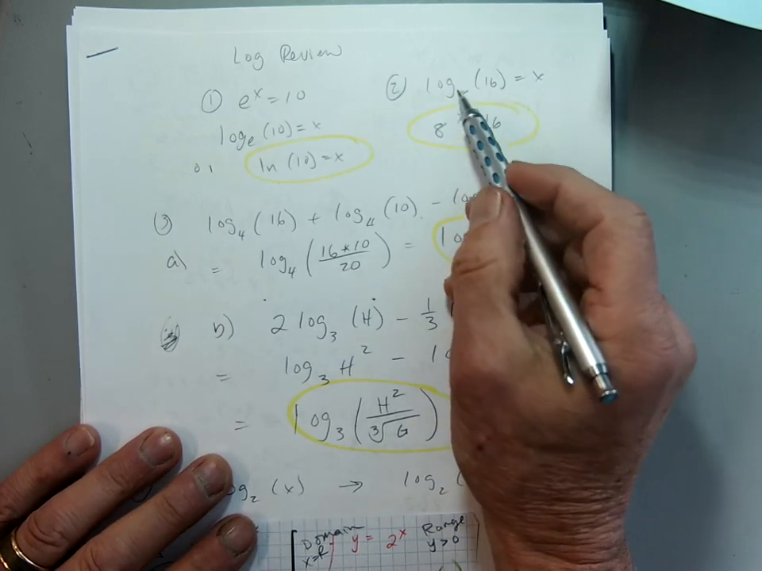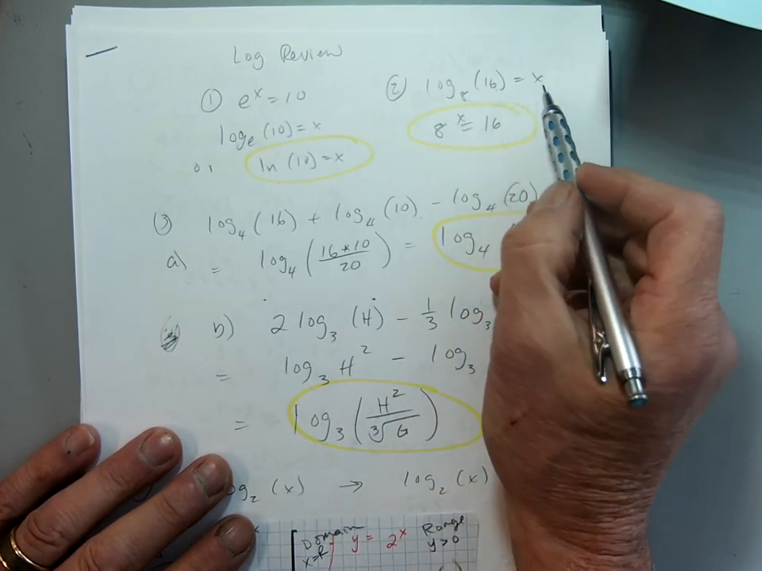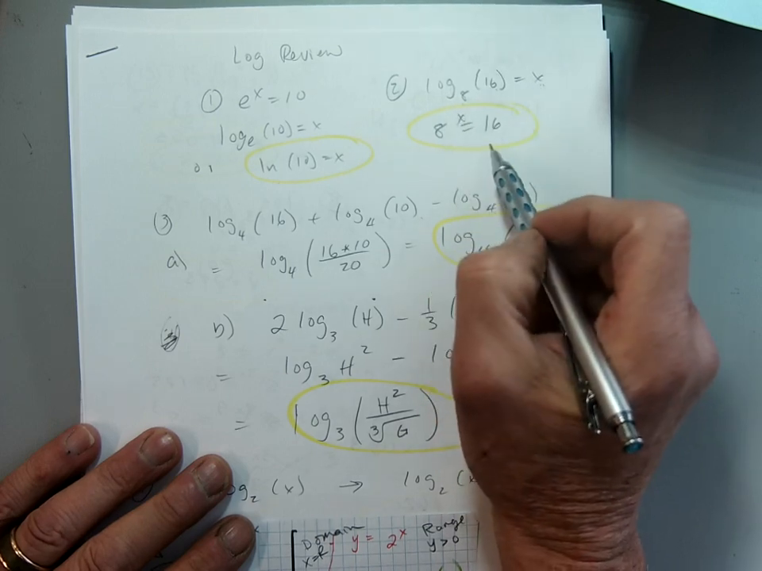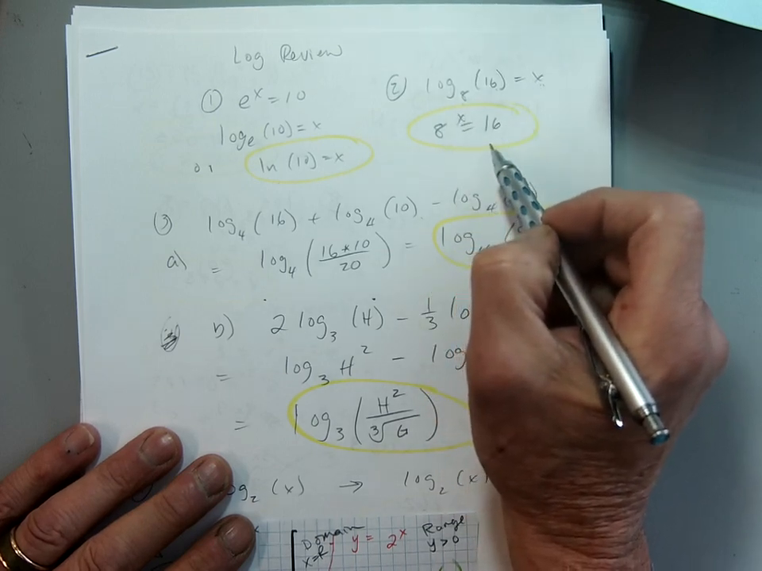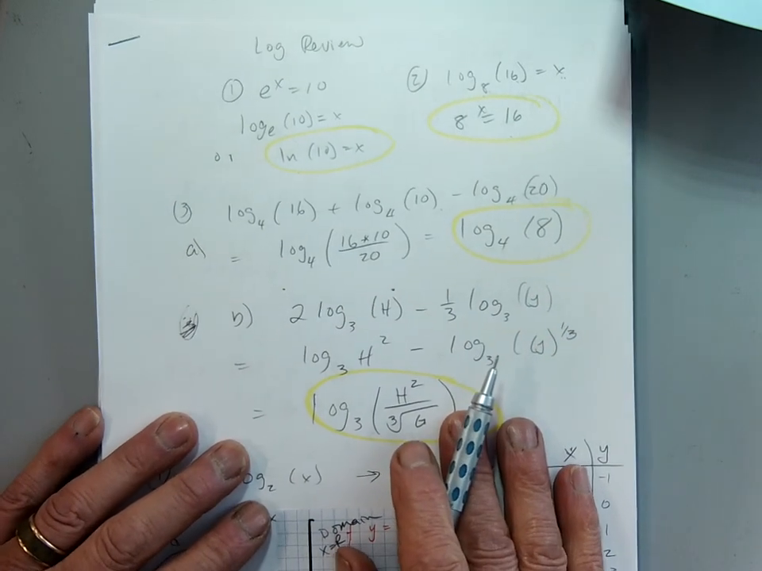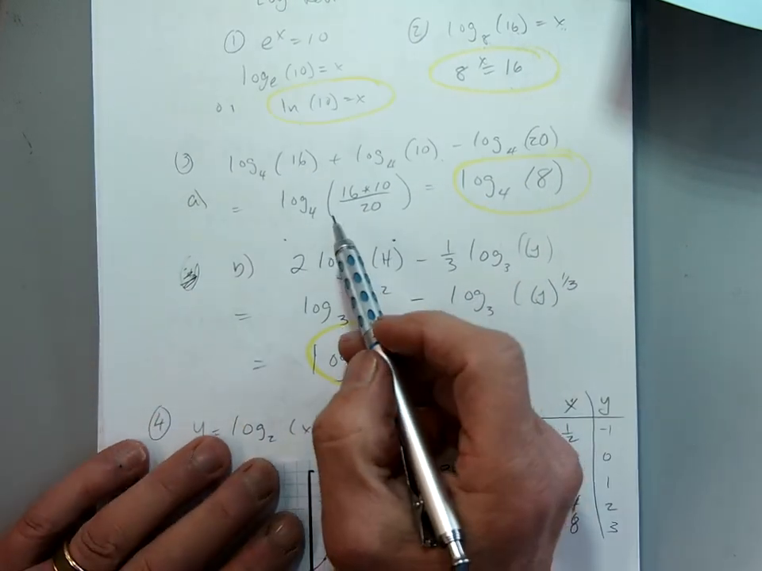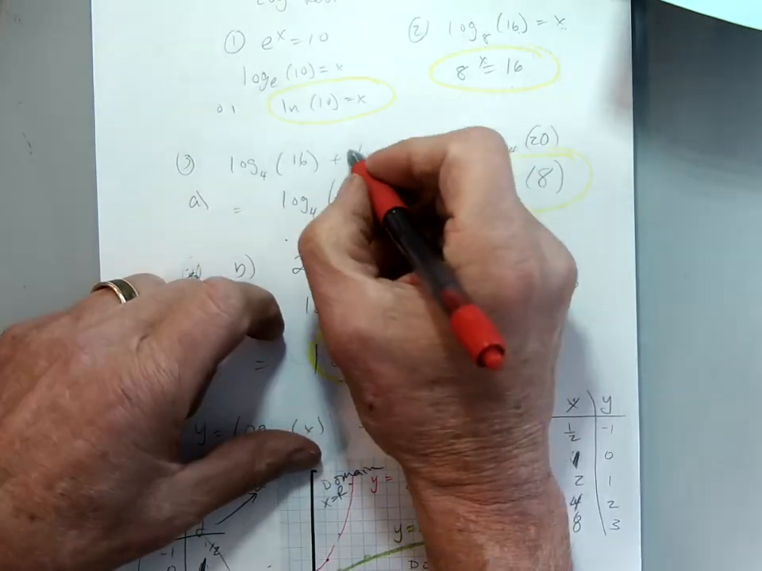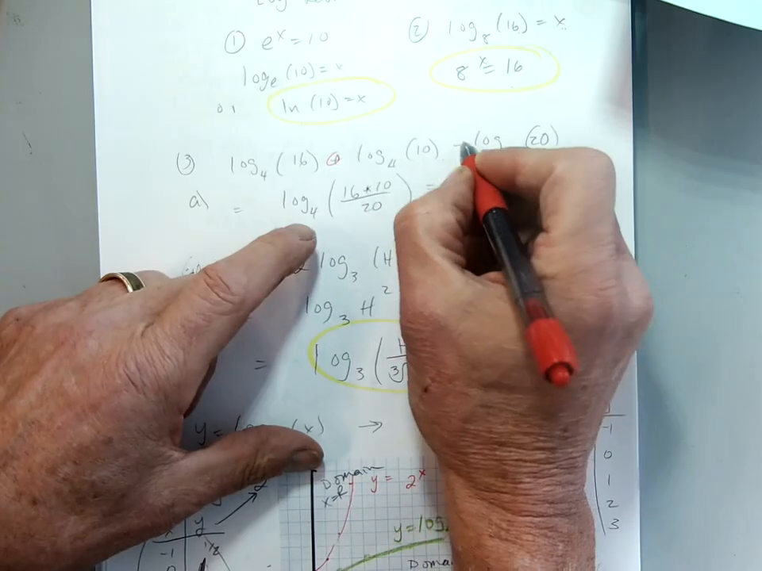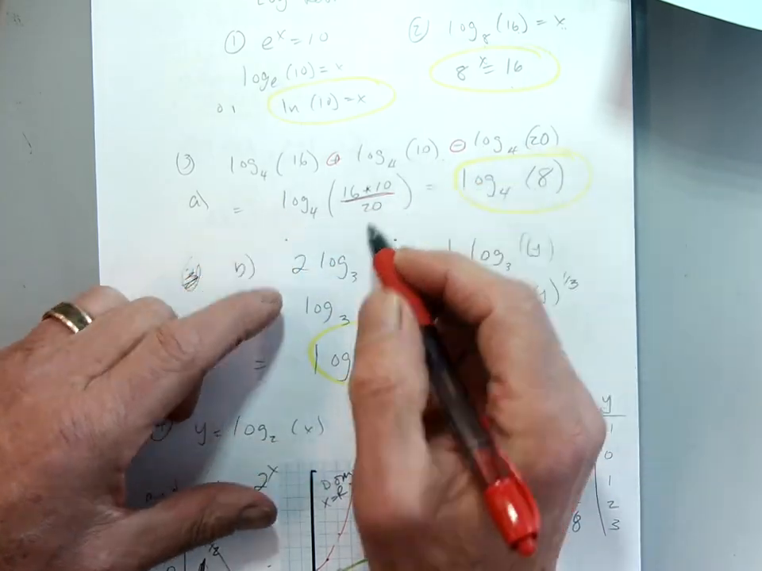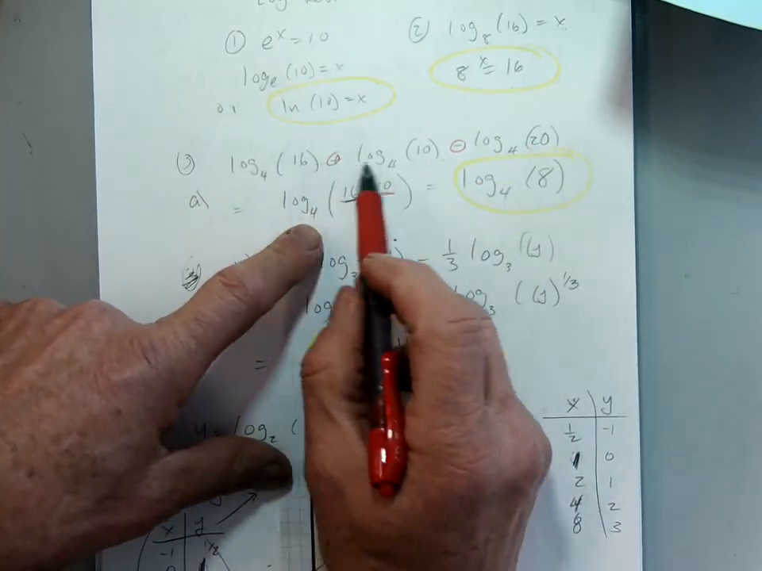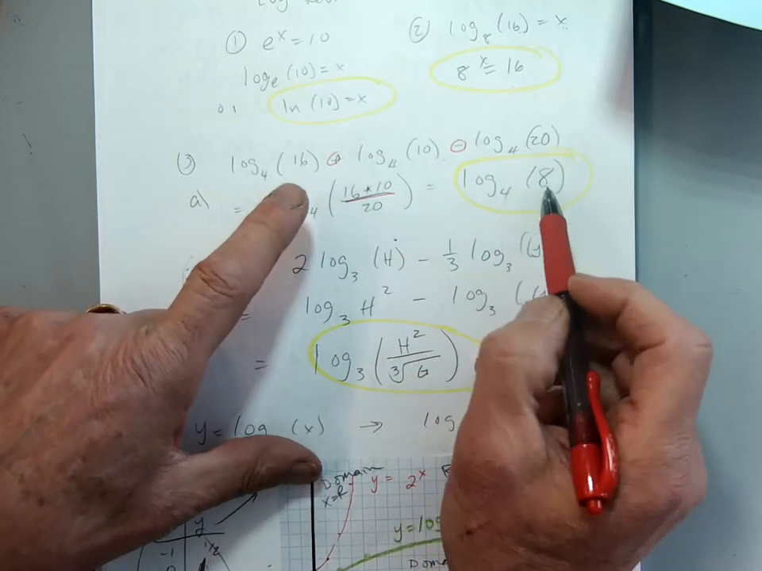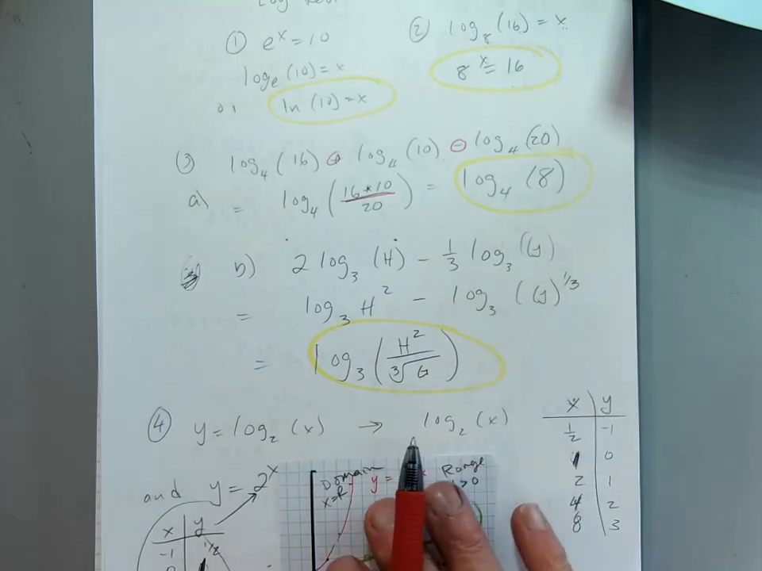Number 2, I got log base 8 of 16 equals x, so I'm going to change it to 8 to the x equals 16. Okay, so I change this to exponential form. Number 3, I want to condense it down to a single log because I see a times, I see a plus, so I brought them together as times, and a subtract, brought it together as divide. So it's log base 4 of 16 times 10 divided by 20, which really makes 160 over 20, which is 8. Okay, so log base 4 of 8.